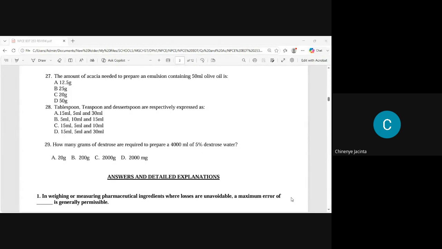155.49. Okay, how did you get it? Since 0.9624 gram is to 1 milliliter, then X is to 120 milliliter. So 0.9624 times 120 mil gives you your answer.